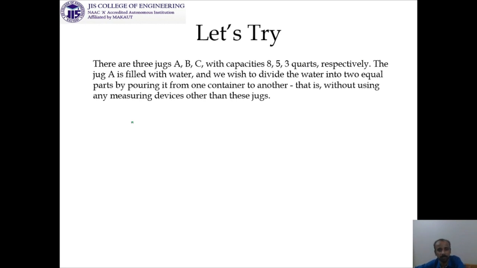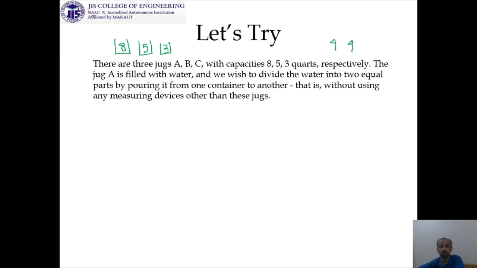There are 3 jugs, A, B and C, with capacities 8, 5 and 3. So there are 3 jugs where the capacity is 8, here the capacity is 5 and here the capacity is 3. The jug A is filled with water and we wish to divide the water into 2 equal parts. That means I want to make it 4 and 4 by pouring it from one container to another, that is, without using any measuring devices other than these jugs.